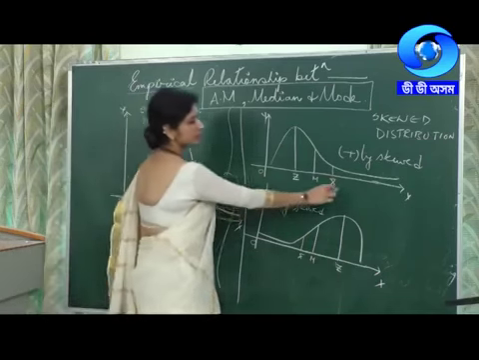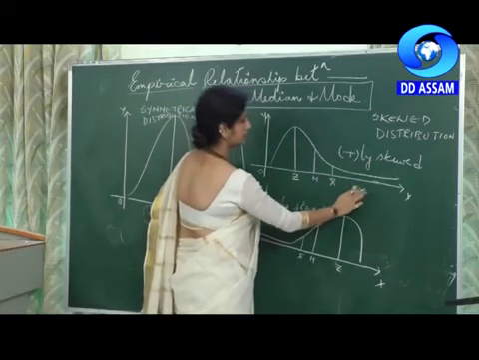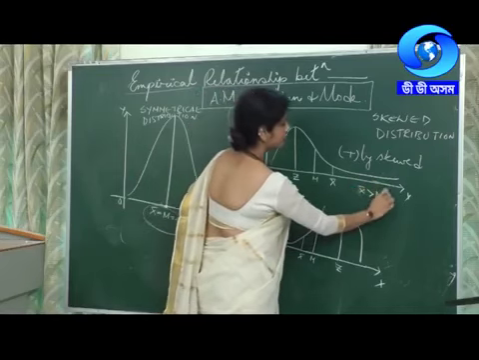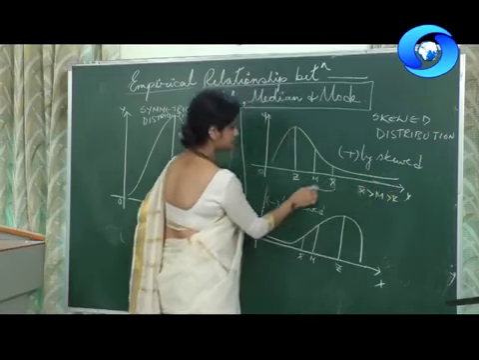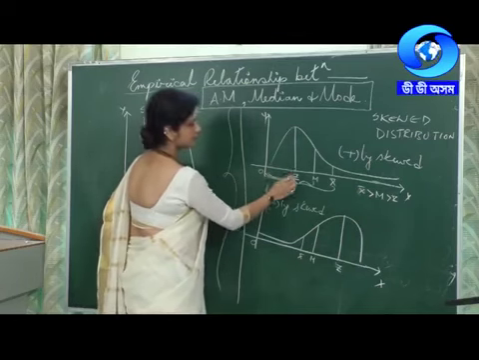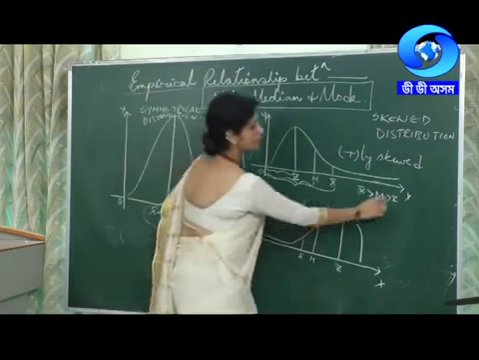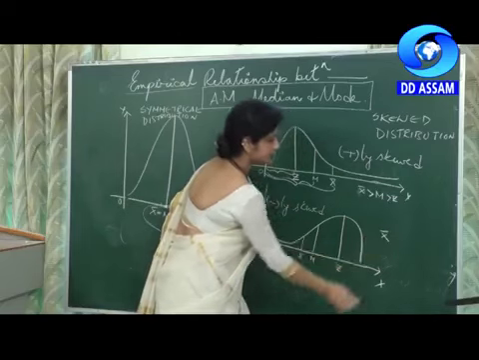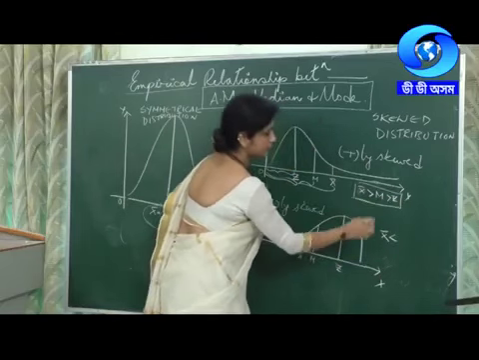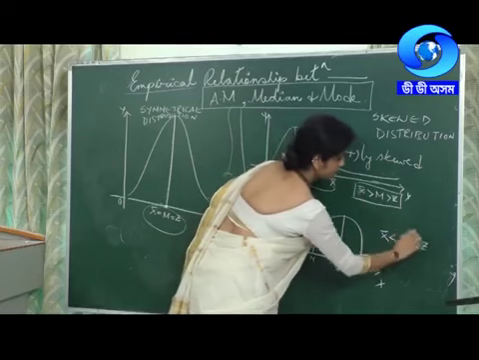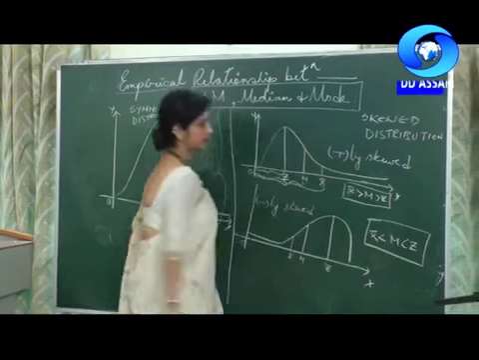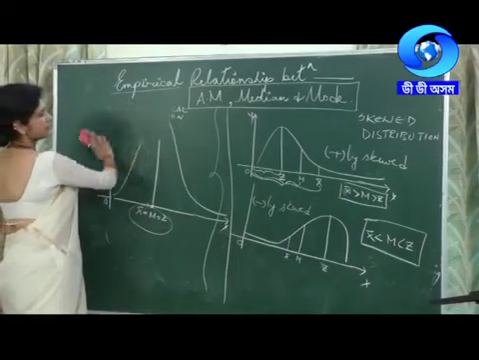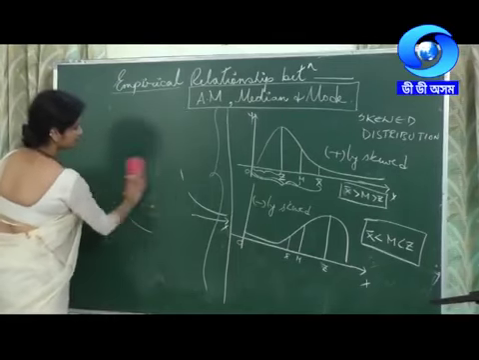Alright, so here the relationship between them is x bar is the highest, then you have median, and then you have mode. This is the value for x bar, this is median, and this is mode. So mode has the least value, and in the other case x bar is the least value. Alright, and then you have median, and then you have mode. Okay, so now what does the empirical relationship between mean, median and mode say?